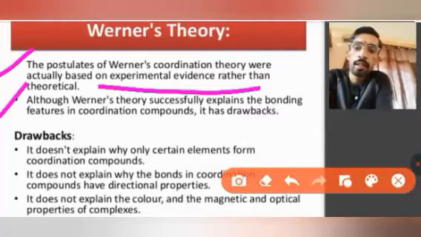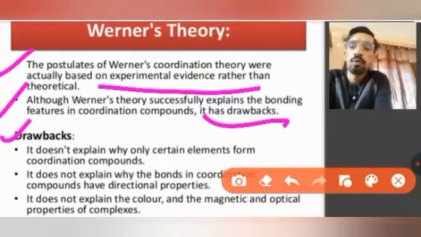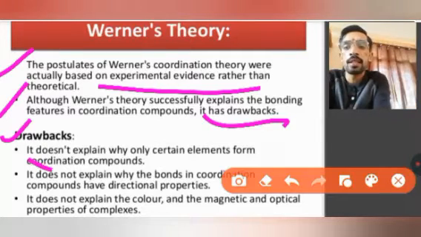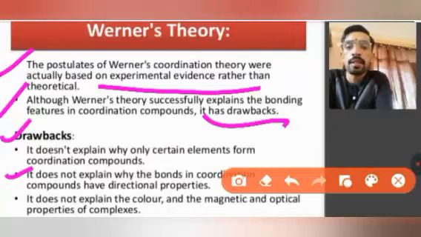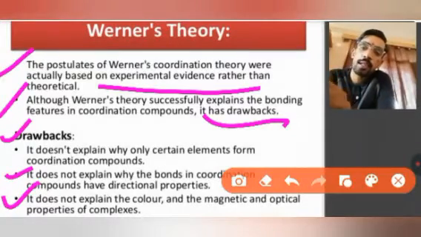Second, although Werner theory successfully explained the bonding features in coordination compounds, it has some drawbacks also. The first drawback is that it doesn't explain why only certain elements form coordination compounds. Second, it doesn't explain why the bonds in coordination compounds have directional properties. He was not able to tell why.